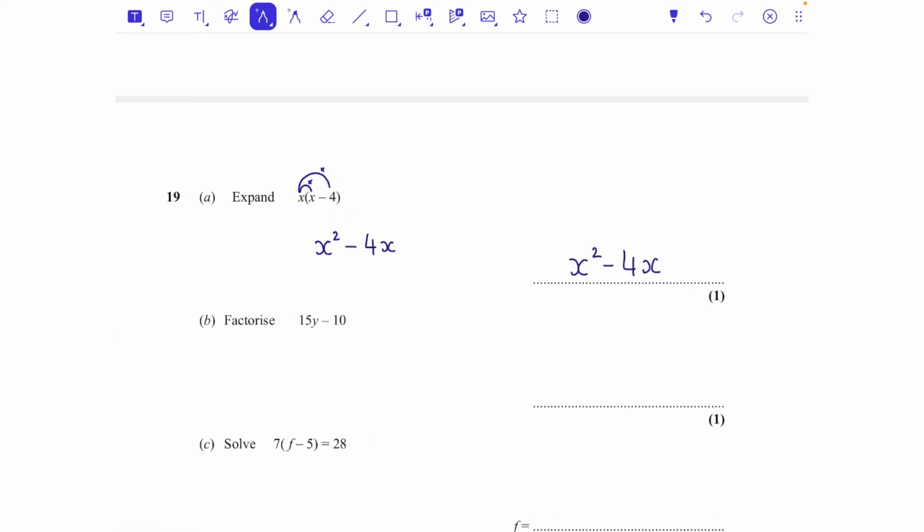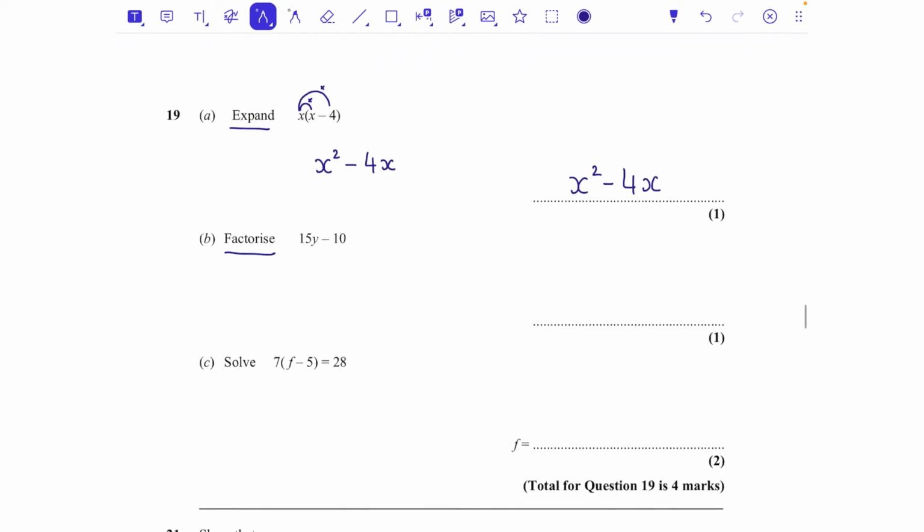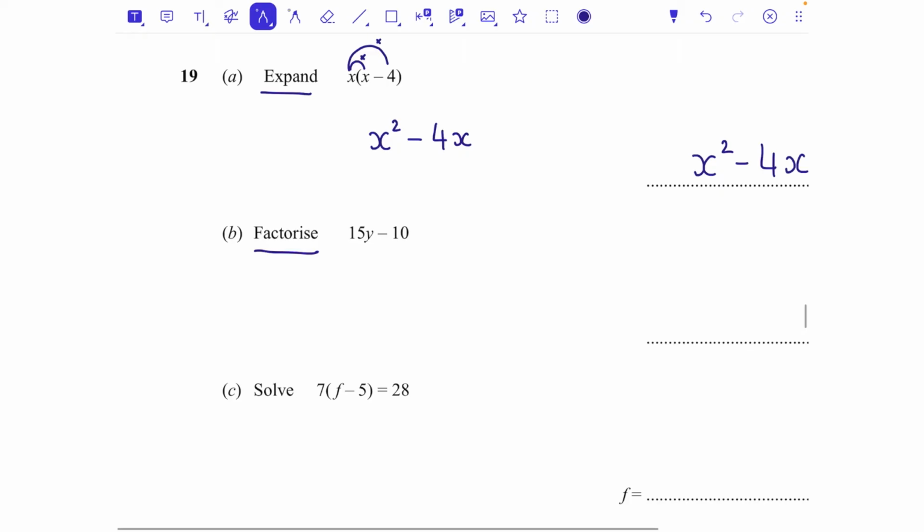That is your answer. Factorise is the opposite of expanding. So with expanding, we're taking it out of the brackets by multiplying. Factorising, we are looking for a common factor to go outside of a bracket. So factorise means put it into brackets, and we're looking for a common factor. 15y and 10 can both be divided by 5. So I'm going to put 5 outside the bracket.